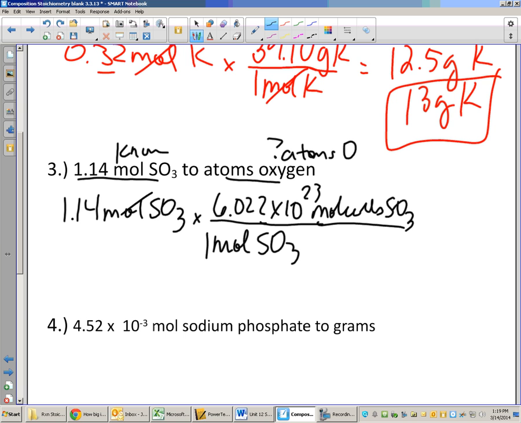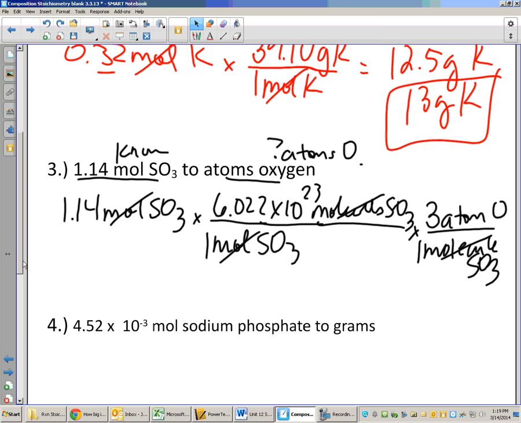All right, so my moles and moles are canceling. Now I need to cancel out molecules. So what did I just determine with my picture? Right, 3 atoms of oxygen per 1 molecule of SO3. And I'm already to atoms. I'm done. I've met my goal. I've met my unknown. So my molecules of SO3 cancel here. And in my calculator, I need to type 1.14 times 6.022 times 10 to the 23rd times 3.